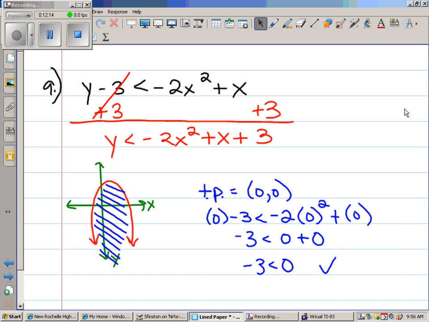I added 3 to both sides to try and isolate y, because if I don't add 3 to both sides, there's no way for me to plug it into my calculator. I know, I changed it because I wanted to show you what your Regents exam would do. Okay, all right. You guys got the hang of it a little bit?